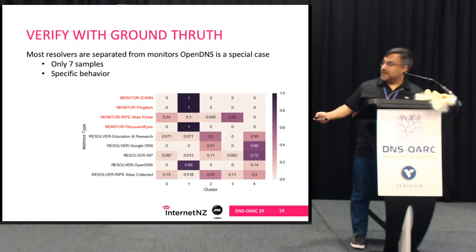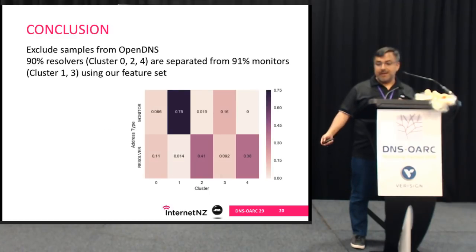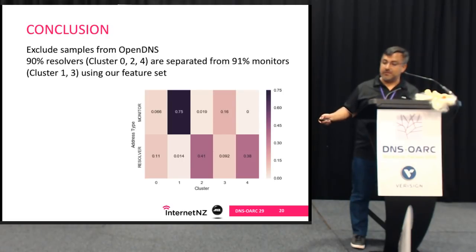So on this heat map, you can see how the clustering is behaving on putting different types of source addresses in different groups. Those dark colors you see there with a one mean all the addresses that were ICANN monitors fit in cluster number one. And so all the Pingdom in the same cluster, all the ThousandEyes monitors in the same cluster. The Atlas probes, because not all Atlas probes do monitoring, there are a few that fit in that cluster, and a few others that fit in other clusters. The Google DNS and the resolver ISPs are mostly on the fourth cluster, and there is a mix. So it's not perfect, but it's quite good. If we aggregate this and put everything together, monitors and resolvers, you can see cluster number one is monitors, and cluster number two, number four, and maybe zero are resolvers of some kind.